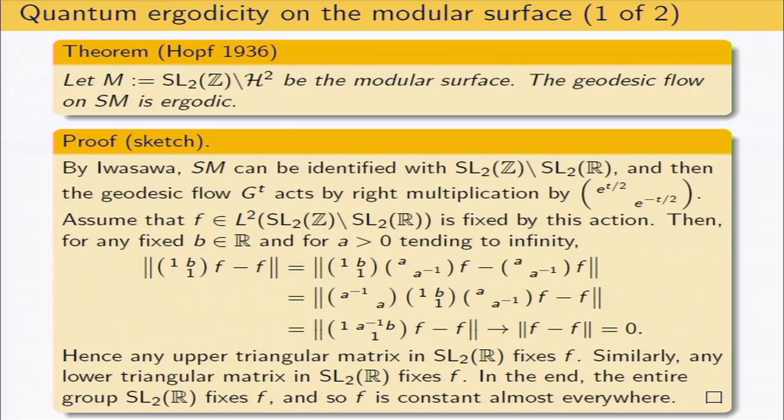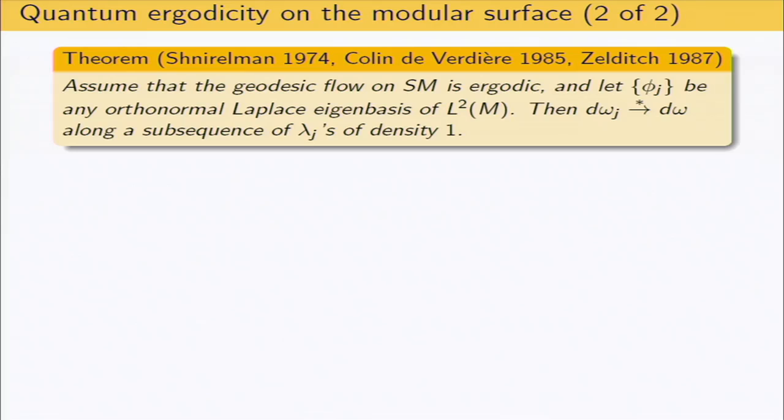And this has an important consequence, namely the so-called quantum ergodicity theorem by Schnirelman, Colin de Verdière, and Zelditch says that once the action of the geodesic flow on phase space is ergodic, almost all Wigner measures tend to the uniform Liouville measure. So no matter how you choose your basis, dω_j will tend to dω in the weak star topology along a subsequence of λ_j's of density 1. Famous quantum ergodicity theorem. So that's why it is called quantum ergodicity, because it has so much to do with ergodicity.